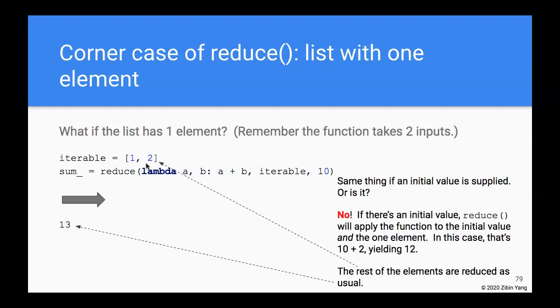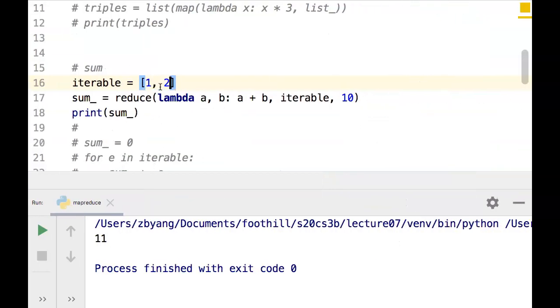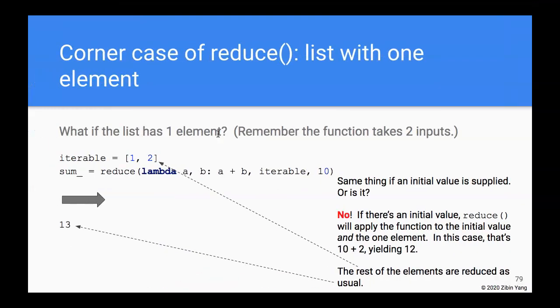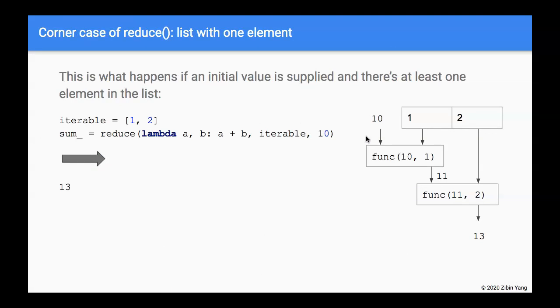And it will continue to do that if there is more than one element. So for example, if we put another 2 here, then it will add the initial value plus all the elements in the list here, which yields 13. So if you want to look at it pictorially, what happened here is that the initial value plus the first element is fed into the lambda function, and their output, 11, is then again fed into the function again with the next element in the list.